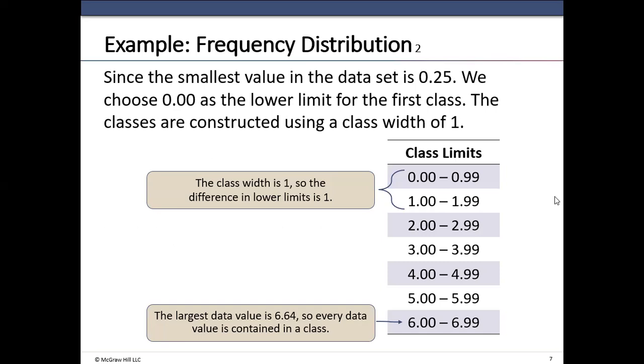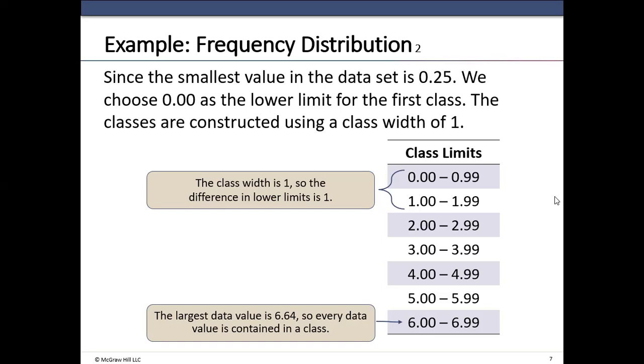Now we have been told that the class width is 1. So that means 0 plus 1 is the lower class limit of the second class, as shown in this diagram. Then 1 plus 1 is 2 and so forth. 2 plus 1 is 3, 3 plus 1 is 4. These are the lower class limits, or the left class limits, of each class.